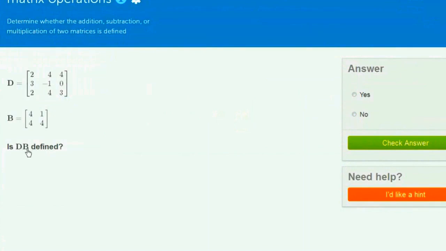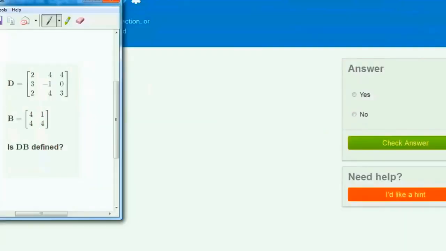So D times B is going to be defined if, let me make this very clear, and this is how I think about it. So let me copy and paste it so I can do this on my scratch pad. So to answer that question, get out a scratch pad right over here. Let me paste the question right here. So let's think about these two matrices.